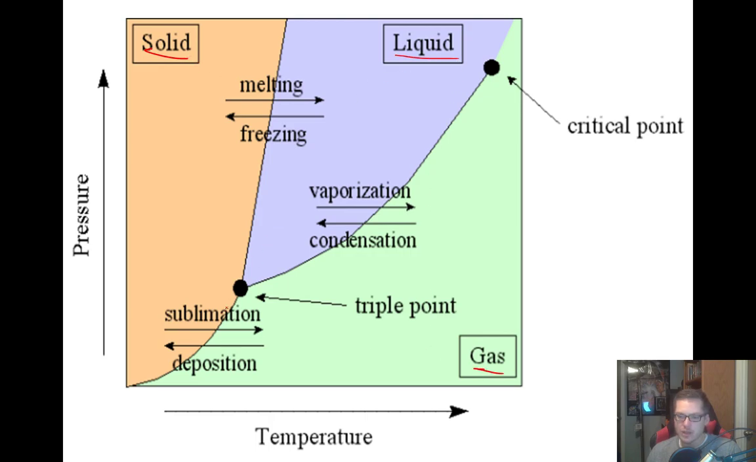Now these solid lines here: this one is where we would have equilibrium between the solid and the gas, or sublimation and deposition phase changes. When we're here, from the liquid to the gas, we have equilibrium between vaporization and condensation, and when we're on this line, we have equilibrium between melting and freezing. So the only places where equilibrium is achieved is when we're right on these lines.